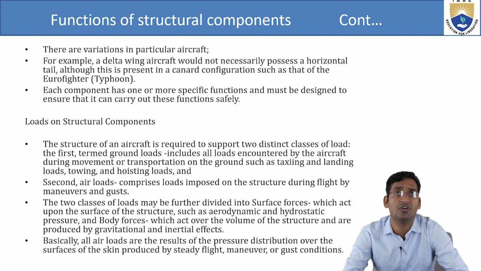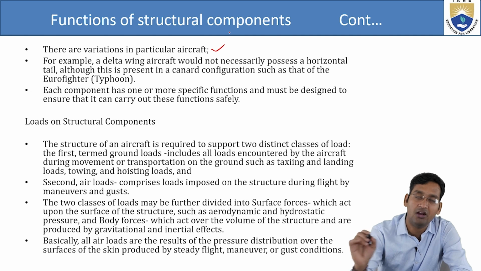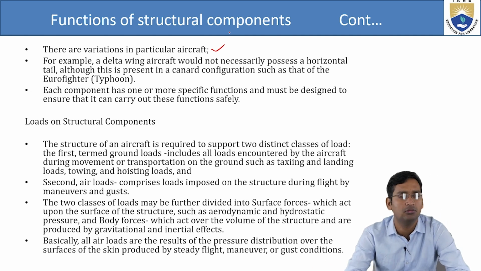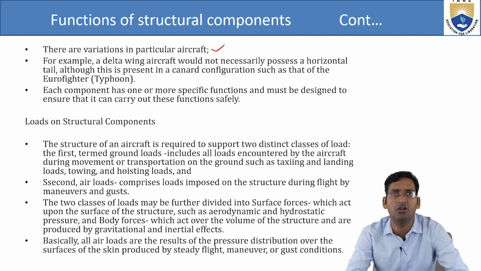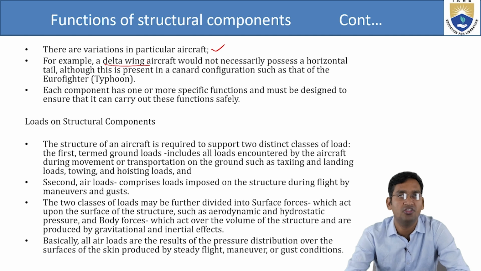Now, the function of a structural component continues. There are variations in particular aircraft. Based on the type of aircraft, they will have their own structure, name and purpose. For example, a delta wing aircraft would not necessarily possess a horizontal tail. In an aircraft having a delta wing, it's not necessary that they will have the horizontal tail. They may have only the vertical tail and the delta wing.